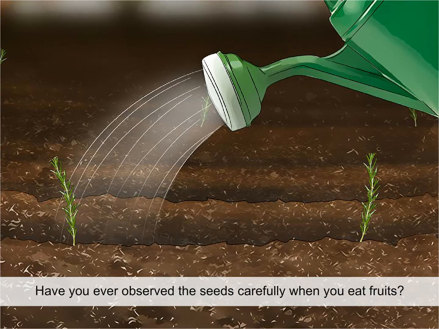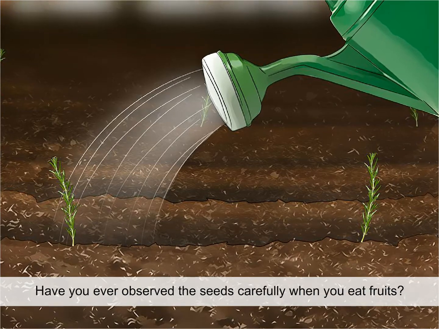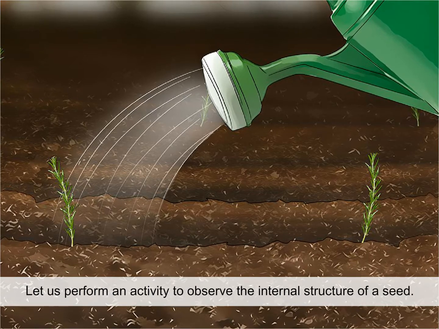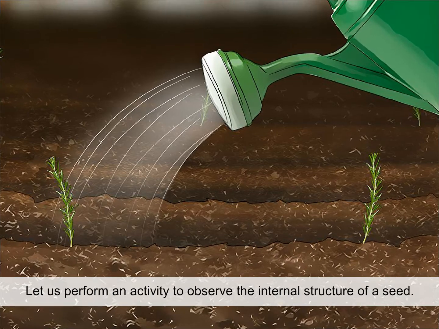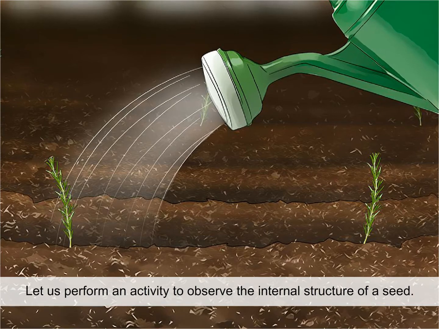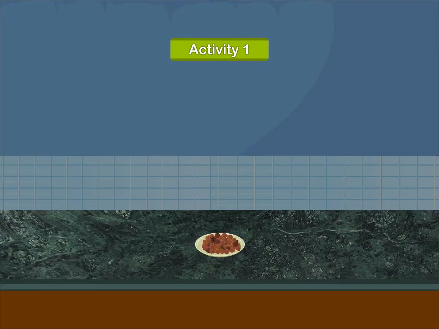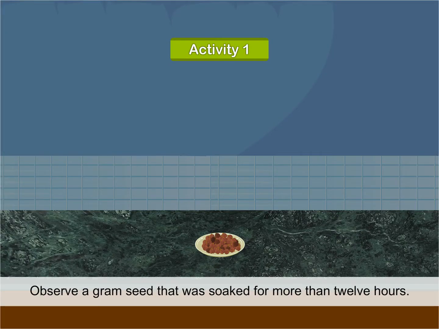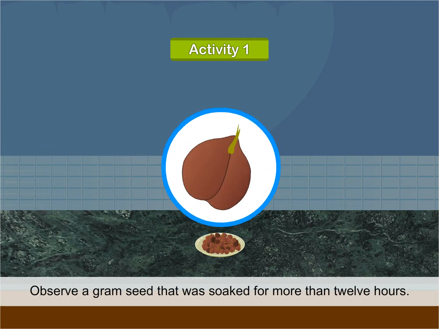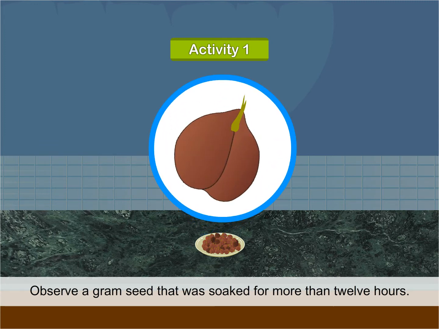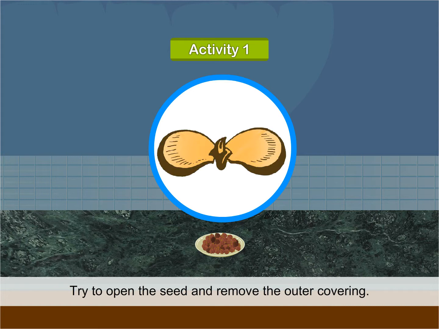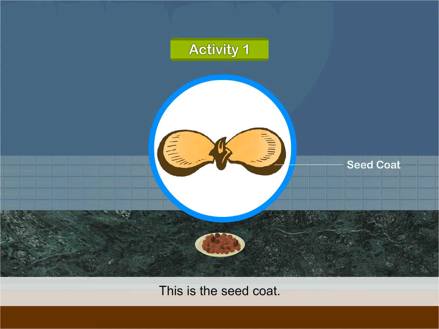Have you ever observed the seeds carefully when you eat fruits? Let us perform an activity to observe the internal structure of a seed. Activity 1. Observe a gram seed that was soaked for more than 12 hours. Try to open the seed and remove the outer covering. This is the seed coat.